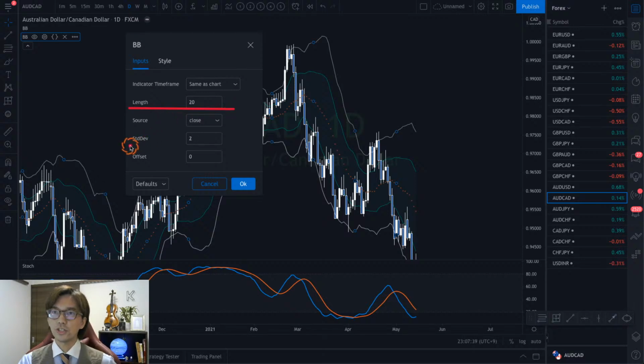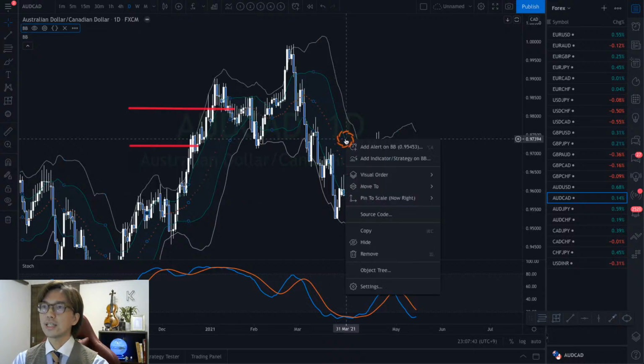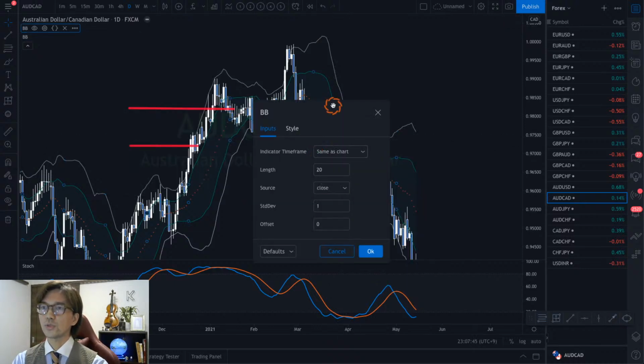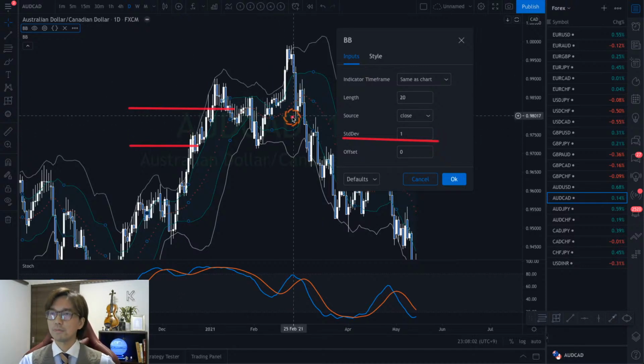standard deviation 2, and on the other one I use the standard deviation 1. So simply I add 2 Bollinger Bands on the same screen, and I use one of them as deviation 1, the other one I use deviation 2 with the same period 20, and I have these Bollinger Bands with 2 bands.